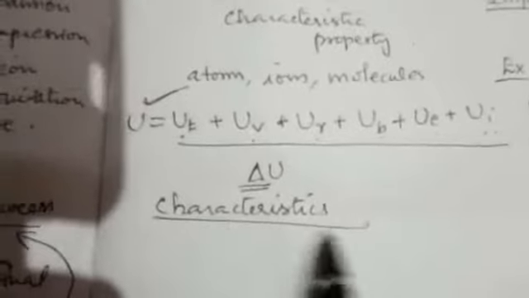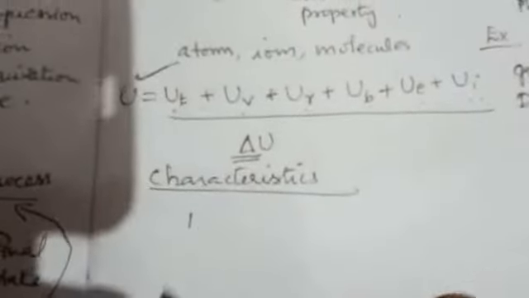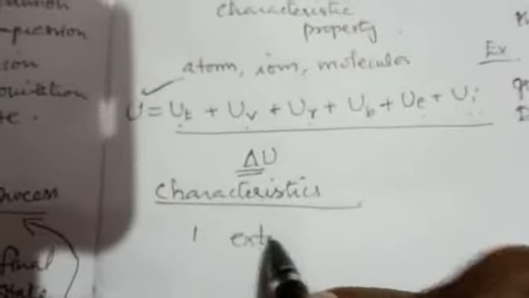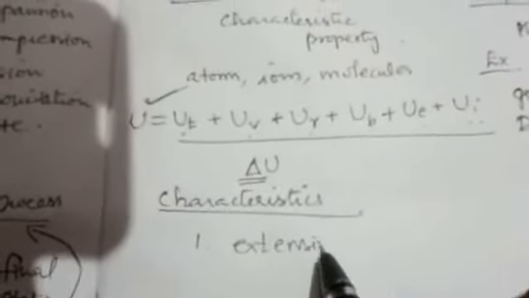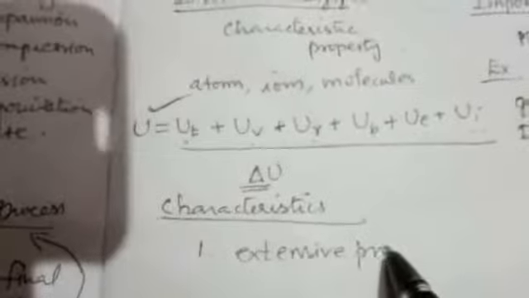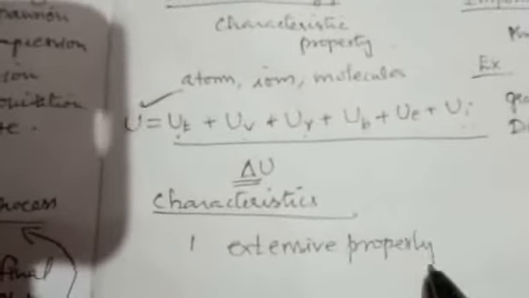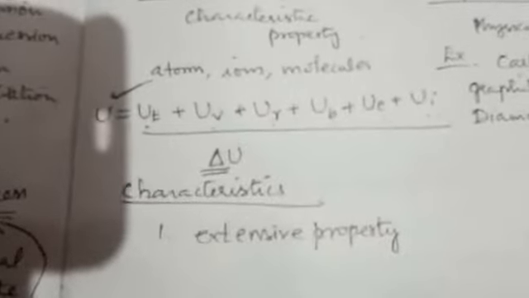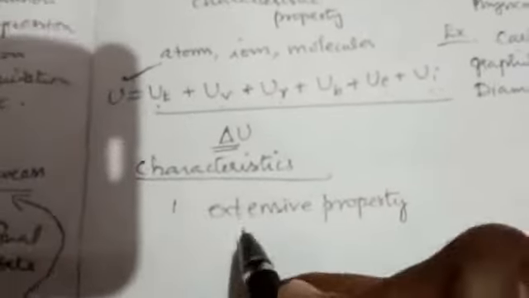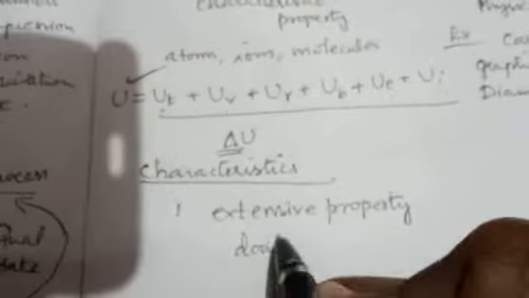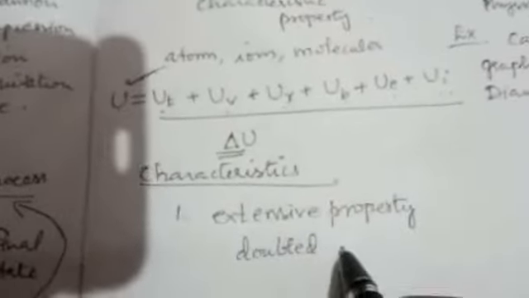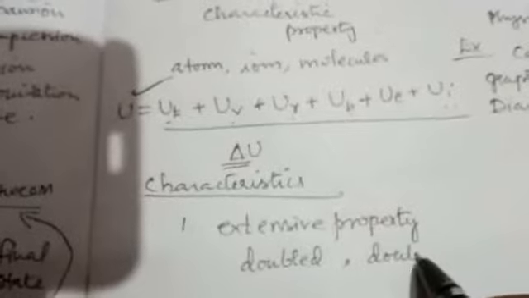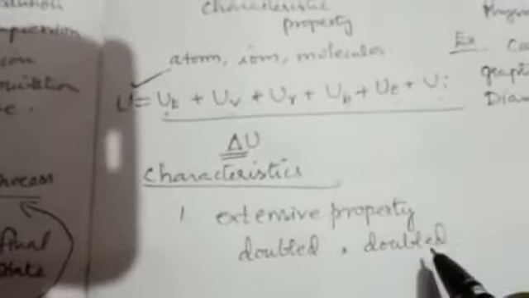Next, characteristics of internal energy. First point: internal energy of a system is an extensive property. It depends on the amount of substance present in the system. So if the amount is doubled, the property is also doubled. That is the first point.